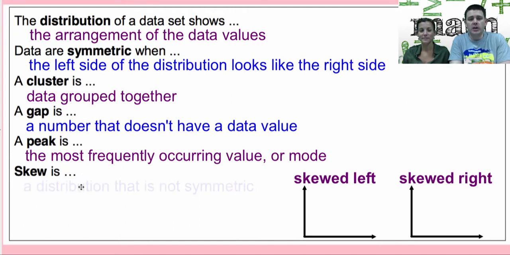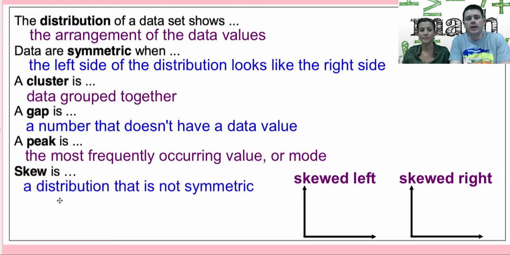Our last one is something called skew. It's a distribution that is not symmetric. Mrs. King talked about symmetric meaning the left and right sides are both the same. Skewed means there's more data in one direction or another. It's kind of off-balanced. So we've got these two examples down here. You might want to make sure that these are drawn into your notes as well.